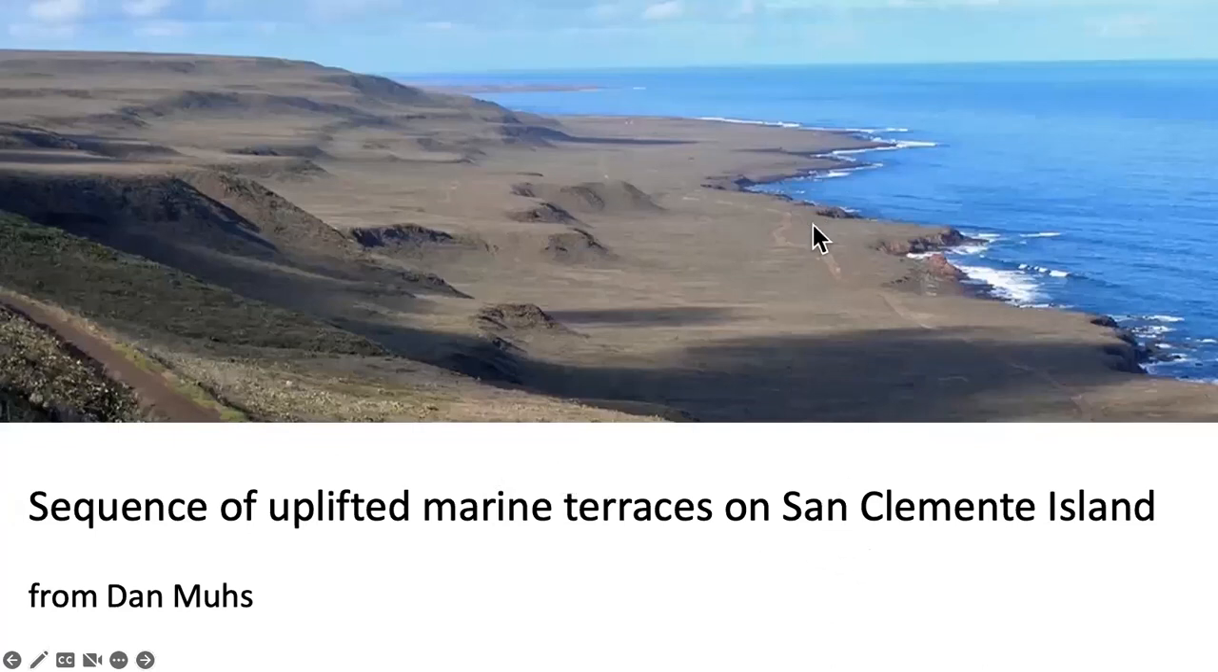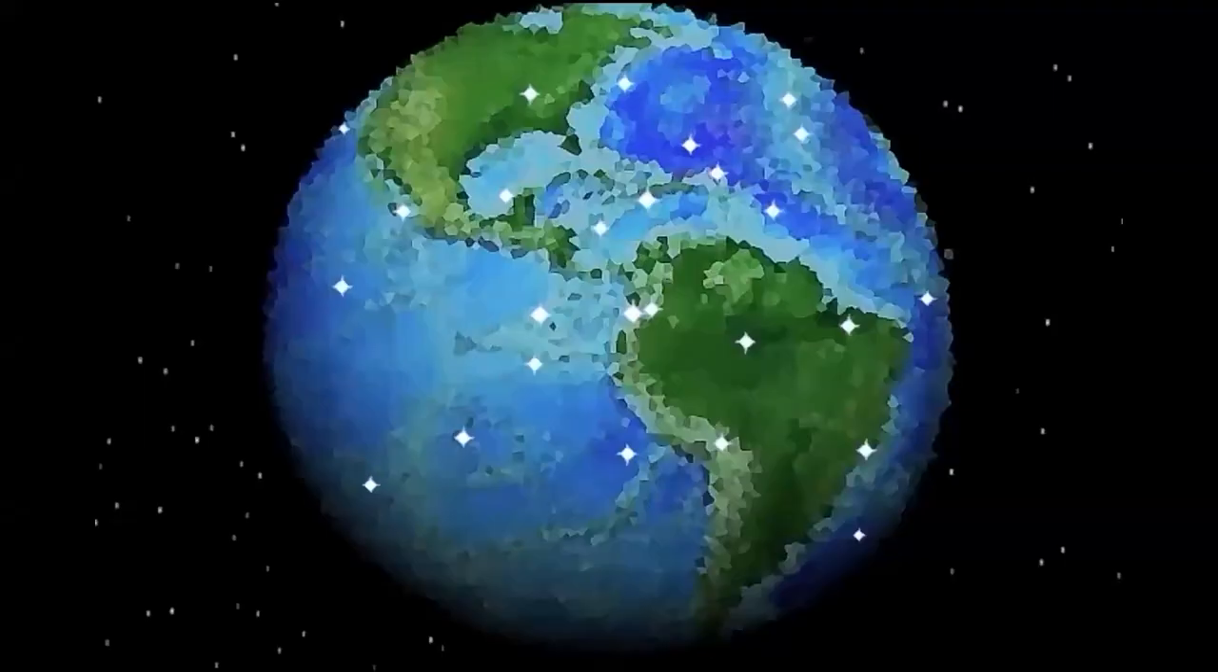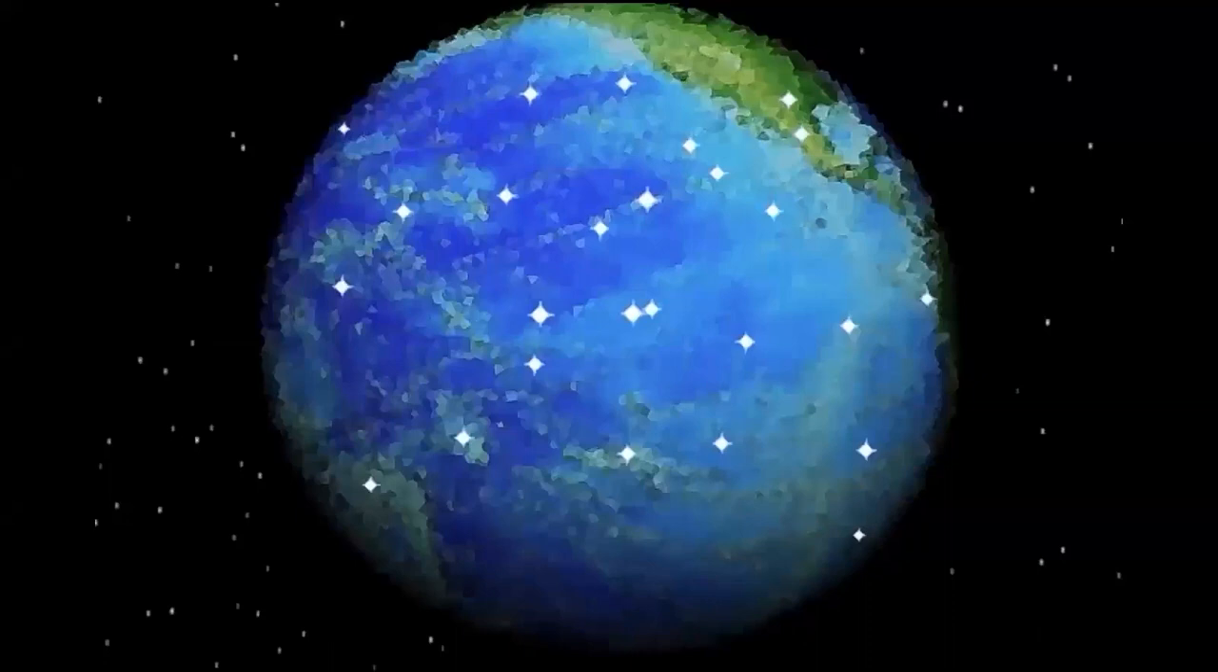Another place where it's really good is on San Clemente Island. And you can see them. This was a wave cut surface, cliff, wave cut surface, beach, cliff, wave cut surface, beach, cliff, etc. San Clemente Island is famous for these uplifted terraces. That's what I have for you.